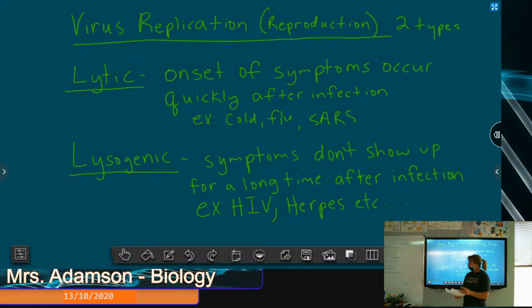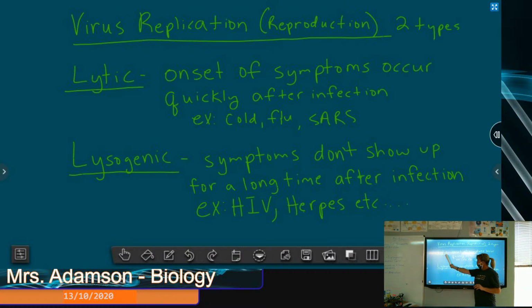Today we are looking at the lytic and lysogenic reproductive cycles of a virus. This is a review. We are also going to take a look at the extensions on a virus, also known as glycoproteins, also called projections. And then we're going to talk a little bit about antiviral medication. Okay, so let's talk about the replication of a virus first. I put up here virus replication or reproduction, and there are two broad types.